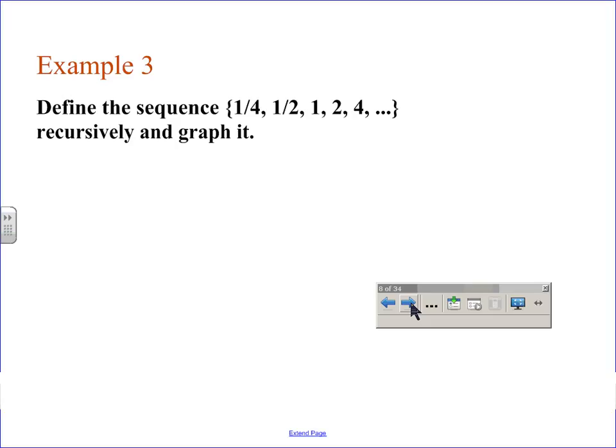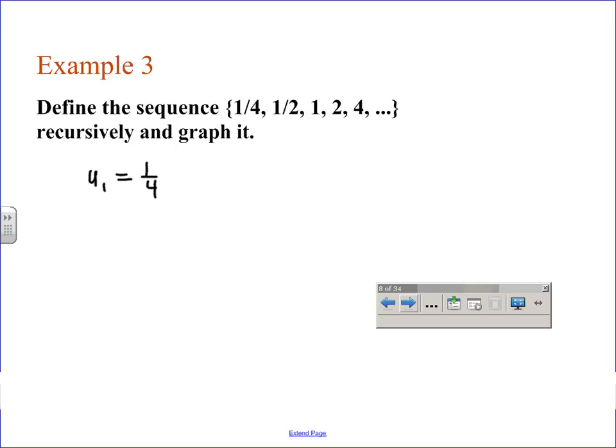So here we're going to look at the sequence. We've got 1/4, 1/2, 1, 2, and 4. And we're going to find a recursive formula, and then we're going to graph it. So first of all, I notice that the first term in my sequence is 1/4. And you can start looking at a pattern to see what happens.